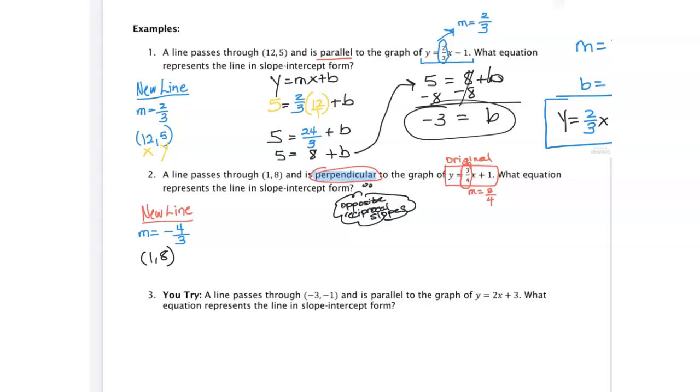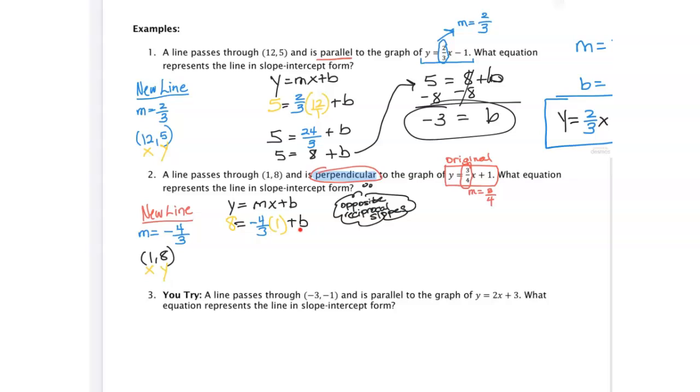So we have 2 pieces of information that we're able to use to figure out the last parts of the equation that we'll need in order to write for this new line. So y equals mx plus b. We have an x coordinate and a y coordinate in our ordered pair here, and so we're going to plug it into y equals mx plus b. So we have 8 equals our slope, which is -4/3, times our x coordinate, which is 1, plus b.